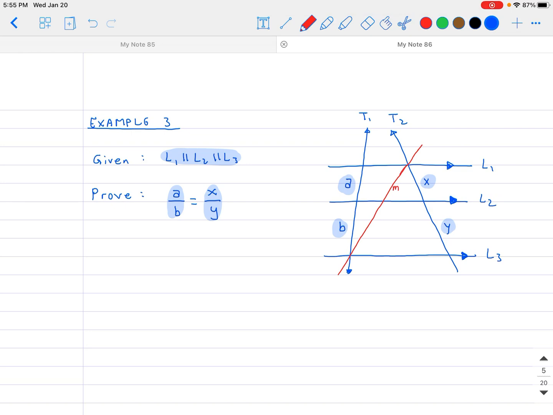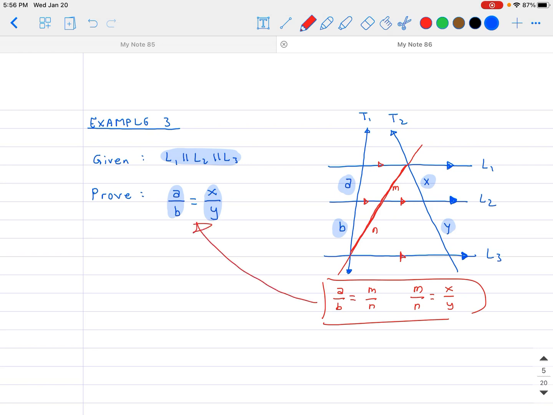Let me go ahead and call this segment over here M, okay? And this segment over here, that is going to be called N. Well, we know that line 1 and line 2 are parallel to each other. So then that means that A over B should be equal to M over N because of, let's see, I think it was Theorem 12-2, right? Because remember, if they're parallel, then that means that we have a proportionality. Then if you look at the two on the bottom, right, L2, that is parallel to L3. So that means that M over N is equal to X over Y. So now we can go ahead and use the transitive property. So then that will lead us into our conclusion.